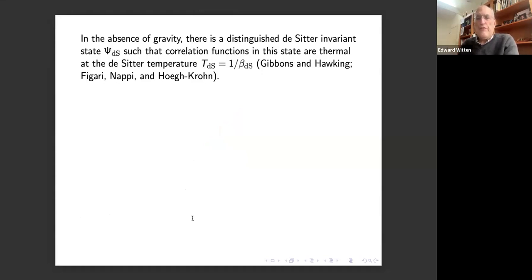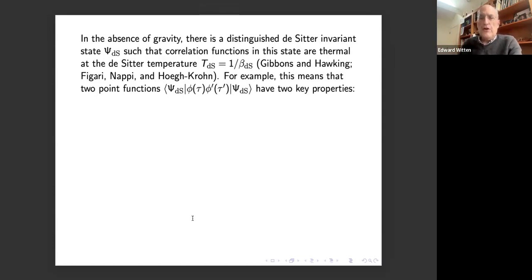In the absence of gravity, there is a distinguished de Sitter invariant state, which I'll call psi ds. It's sometimes called the Bunch-Davies state, but I'll just call it the de Sitter invariant state, psi ds. It has the property that correlation functions in this state are thermal at the de Sitter temperature. The de Sitter temperature is 1 over beta ds, where beta is the circumference of the sphere. Remember, at fixed time, de Sitter space is a sphere, and beta is its circumference.